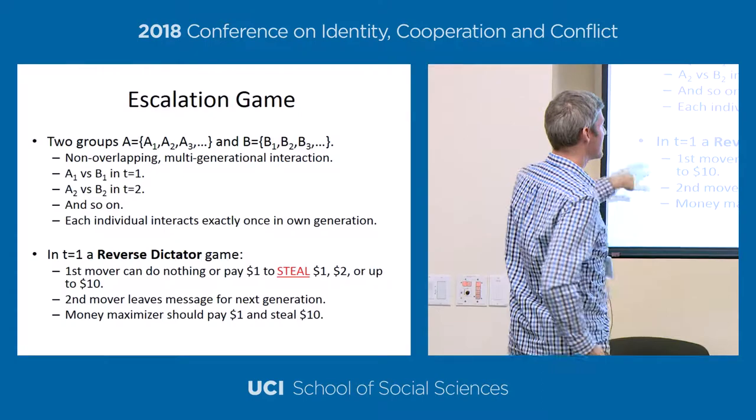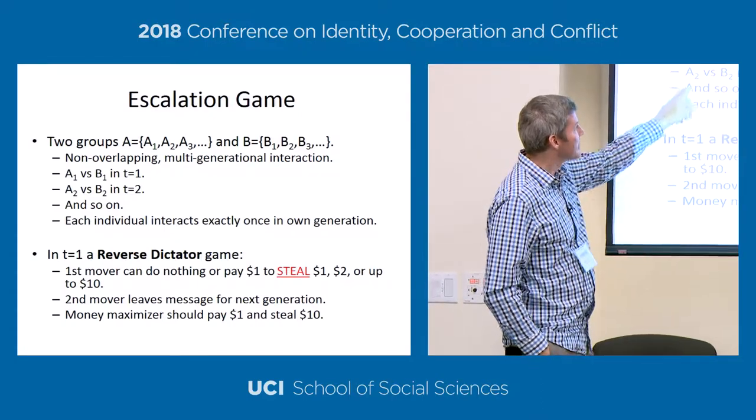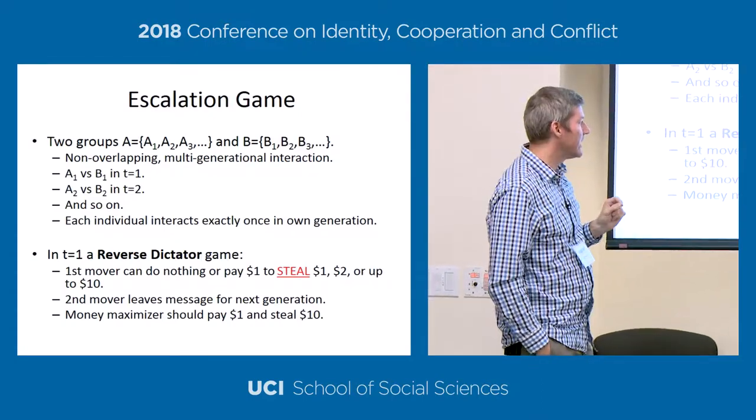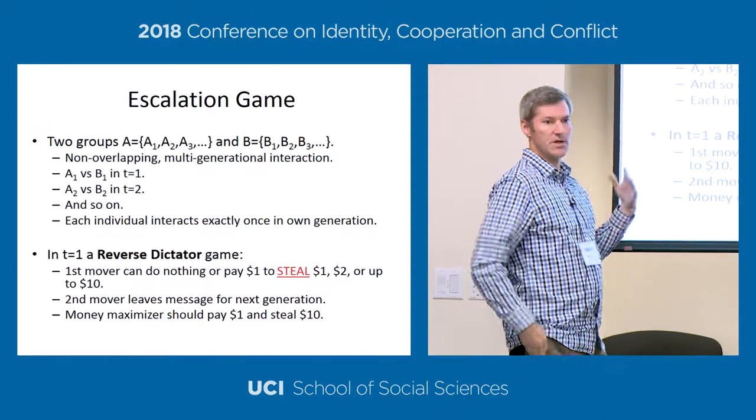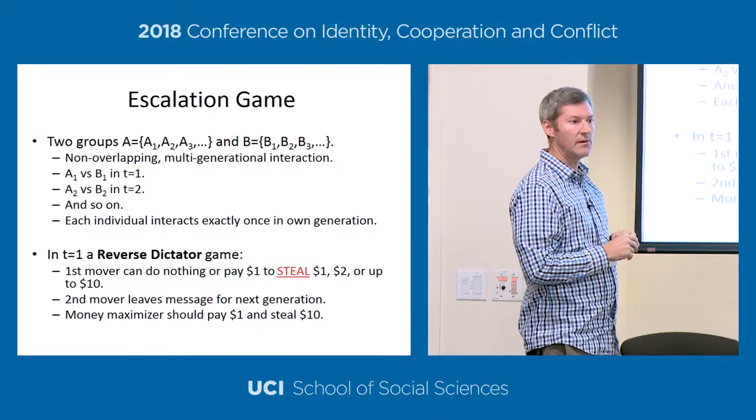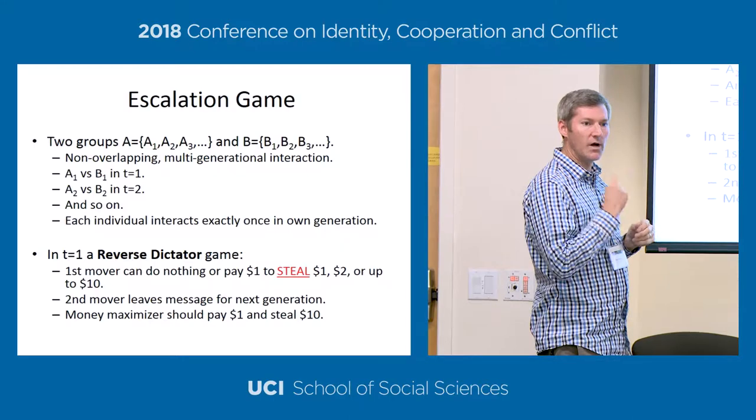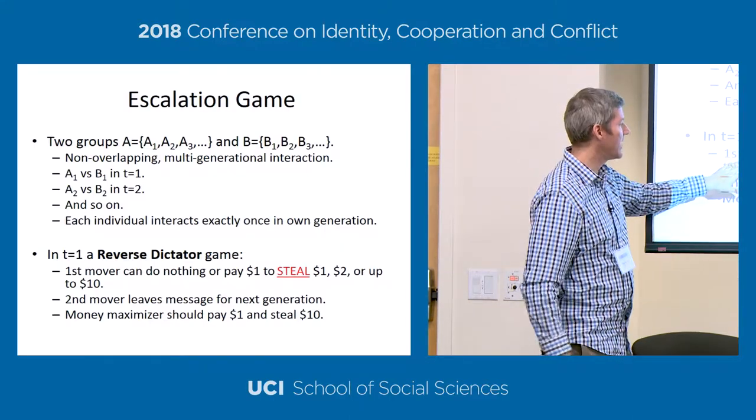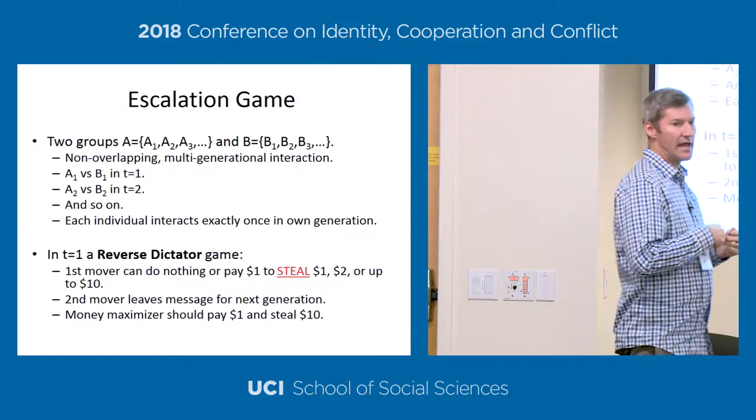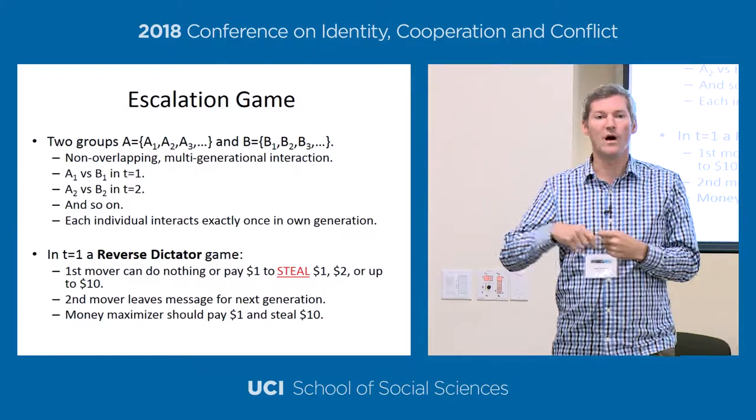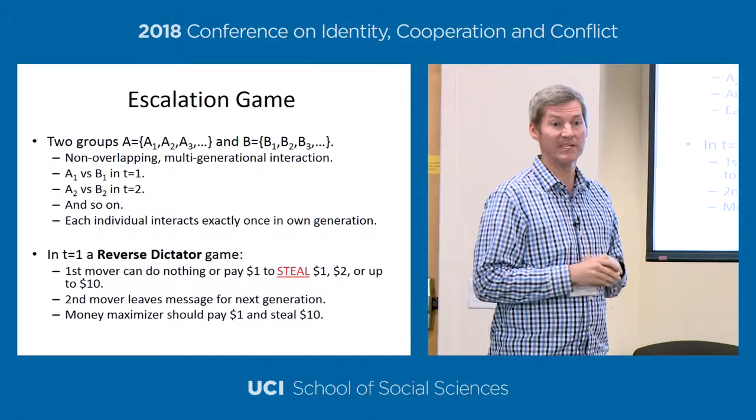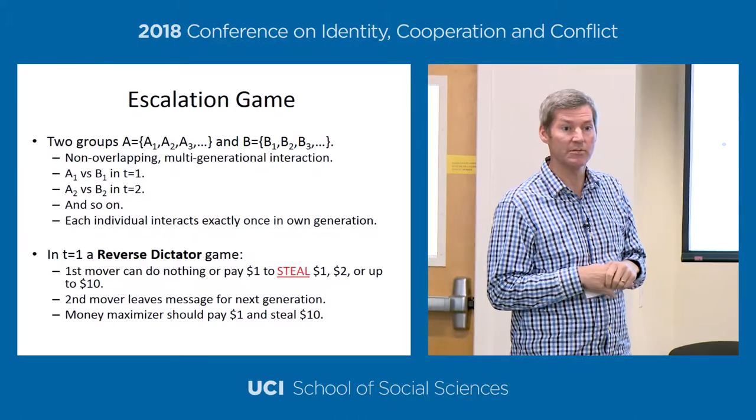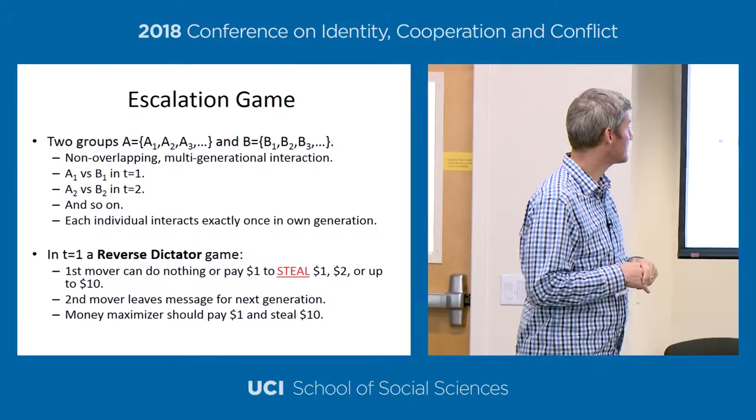So in the reverse dictator game, one of the players will be the first mover and will be allowed to either do nothing and let the other person keep her endowment, or pay $1. There's some cost to stealing. So the first mover can pay $1 and then steal anywhere from 1 to 10. The endowment is going to be $10. In the experiment, it will actually be $10.